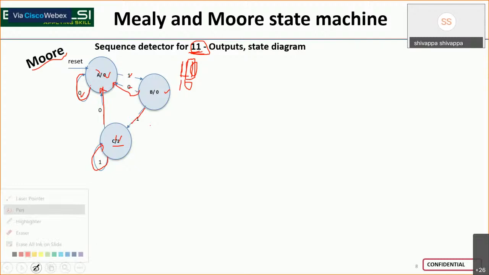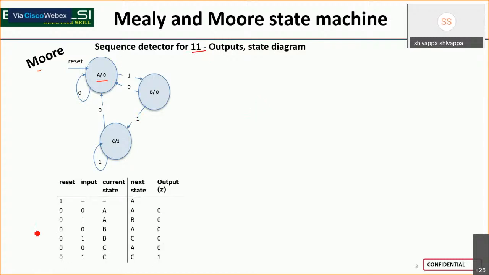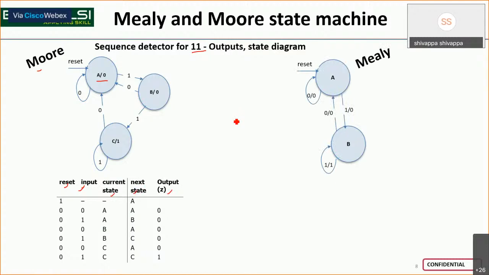This is how you can understand the Moore state machine. So the representation: you usually see that one extra state will be used for Moore. If you want to detect a 2-bit sequence, you're using 3 states. The same thing that I explained is shown in this table: reset, input, current state, next state, and the output. Now understand Mealy in the same way.